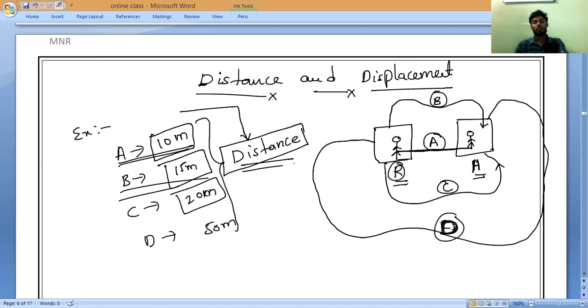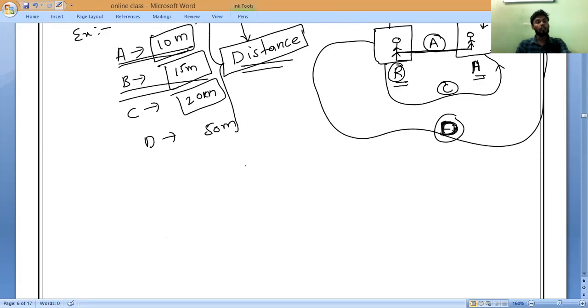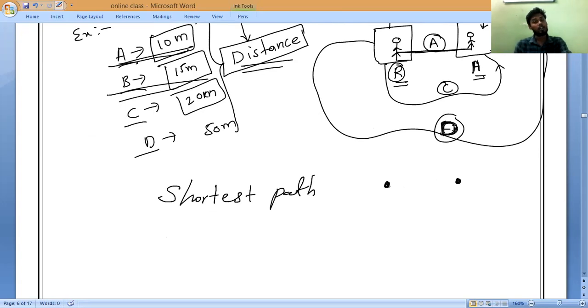So that is what we call distance. Now, out of all the paths A, B, C, D, you tell me, what is the shortest path to reach Hari's home? Shortest path. The shortest distance between any two points is a straight line. Is it yes or no? If we join them in a straight line, that is called the shortest possible path.